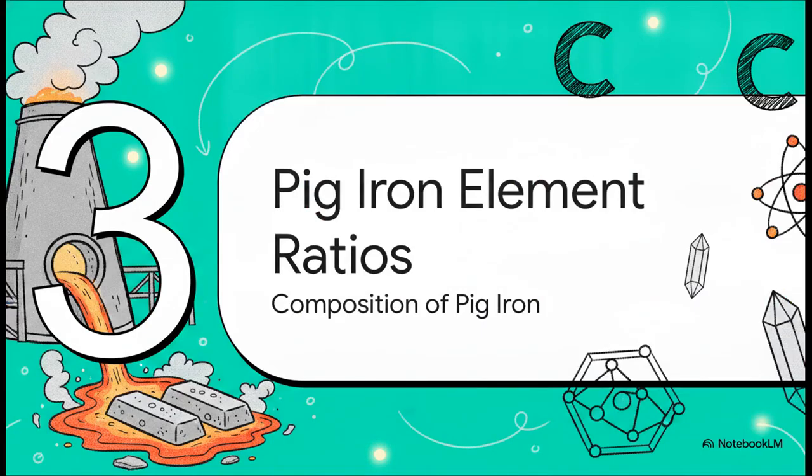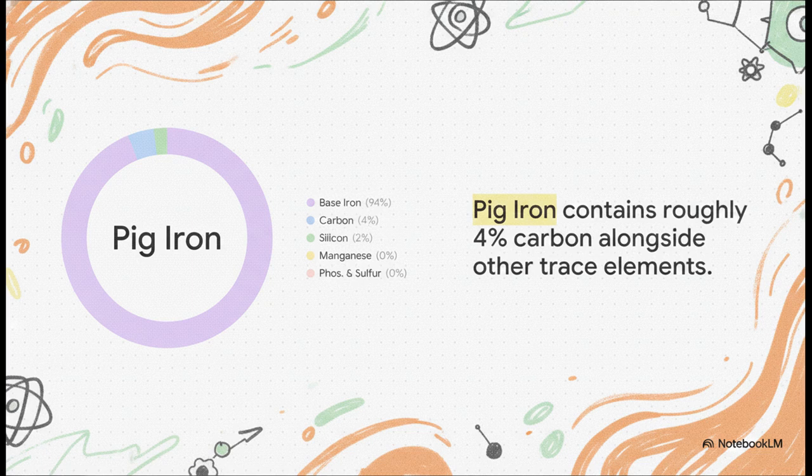Section 3. Pig iron element ratios. The birth and composition of pig iron. Inside this newly formed liquid, which engineers call pig iron, we find highly specific analytical ratios of our 5 distinct elements. We're looking at roughly 4% carbon, about 1.5% silica, 0.5% of manganese, and trace amounts less than 0.05% for both phosphorus and sulfur. The remaining 93 to 94% is, of course, your base iron.